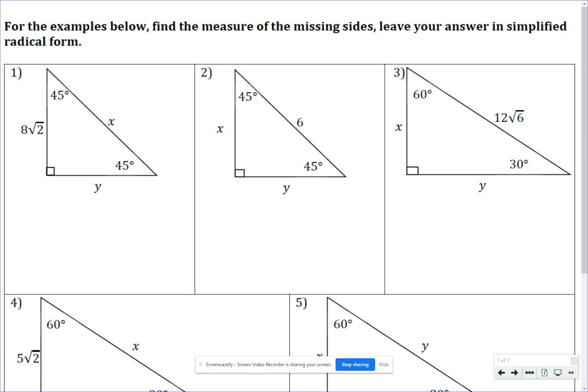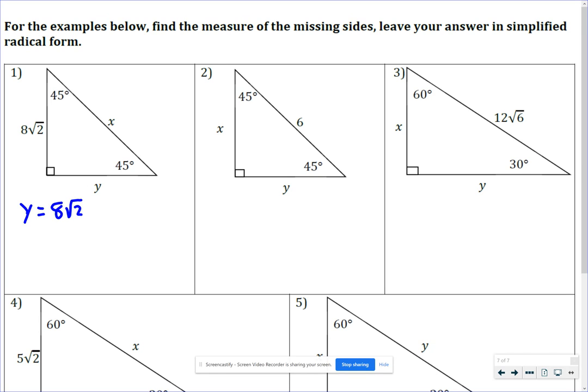Well, it wouldn't have to be marked, would it? Because the sum of the three angles of a triangle is 180. So if I have a 45 and a 45, that means there has to be a 90-degree angle for my third and final angle. Okay, so in this right triangle, I'm going to find the y first. The y is the other leg.